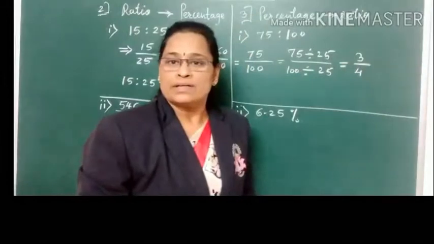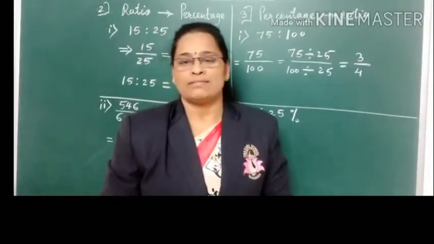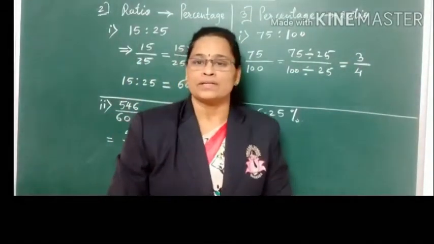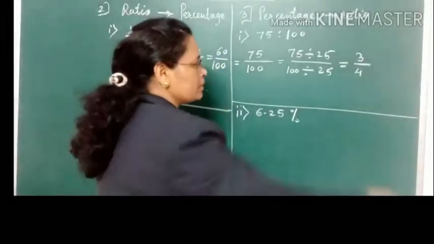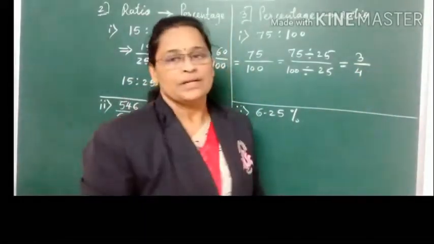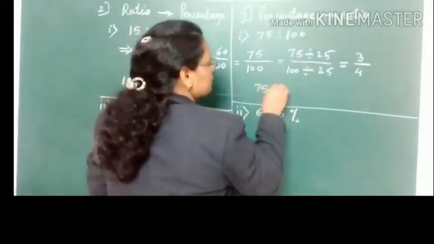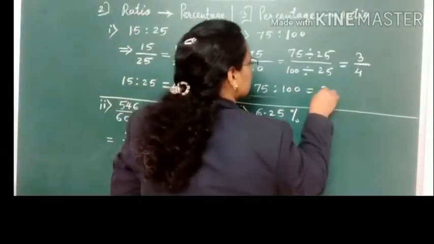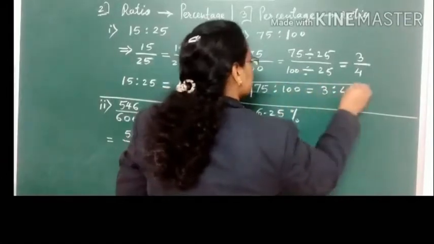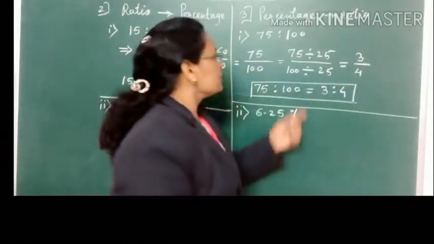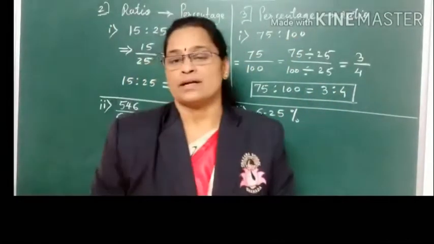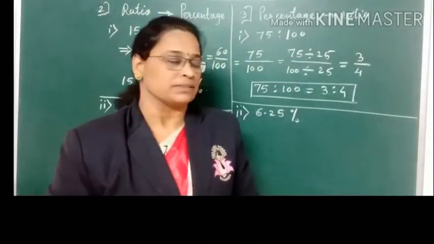Now whenever we convert the percentage into ratios, we always have to remember that we have to convert it into the reduced form. So here 3 and 4, these numbers cannot be reduced further. Therefore the reduced form of this percentage, that is 75 is to 100, is 3 is to 4. Now here the ratio is given in this form where the second term is 100. So we have to understand it is a percentage.